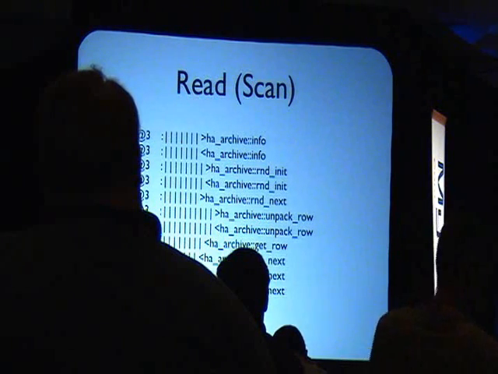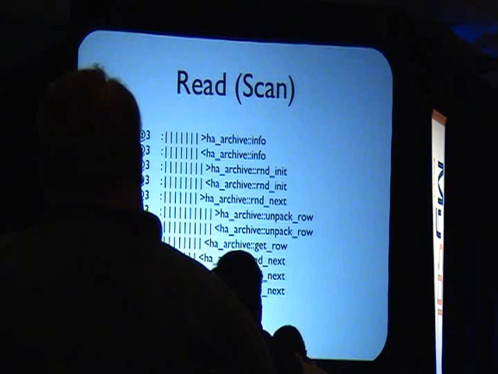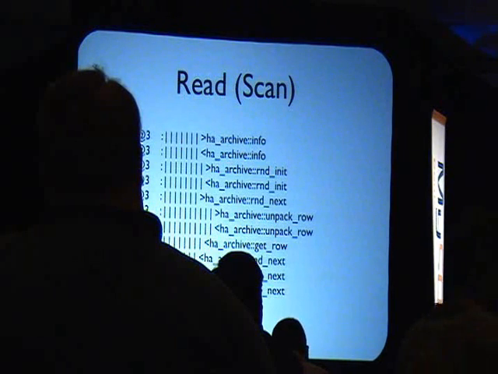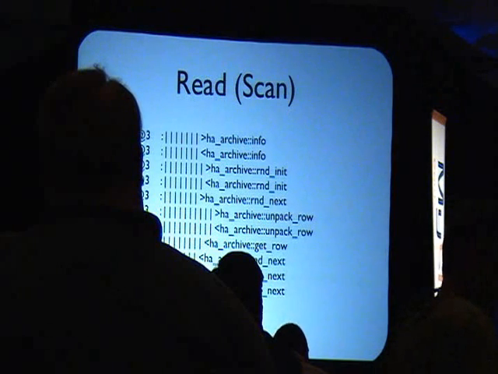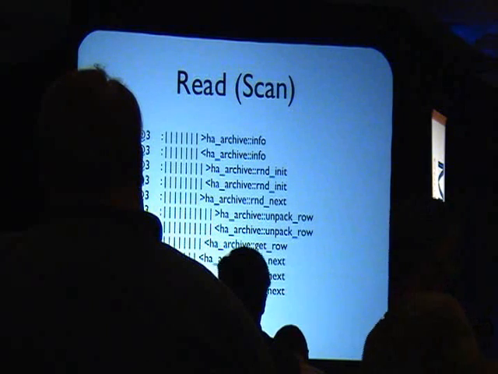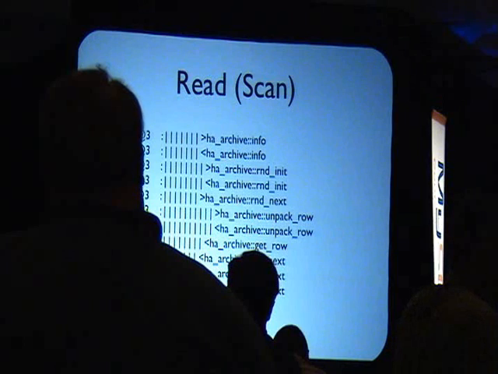Now the info call has optimizations in it. If you say in info, for instance, that it's 0 rows, it just returns and never bothers even talking to the handler any further. It's got a few other pieces, so that's the first touch point into the optimizer. RND init is the first part of a scan read. It means random init, and next is random next.